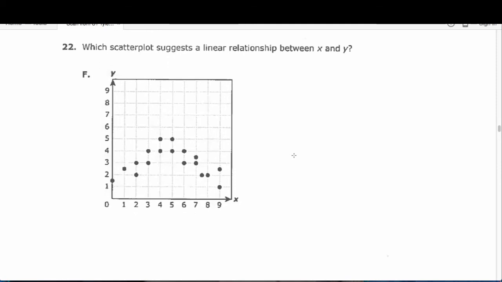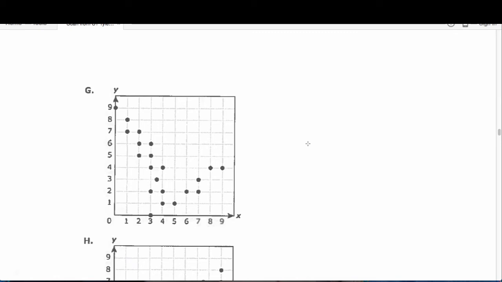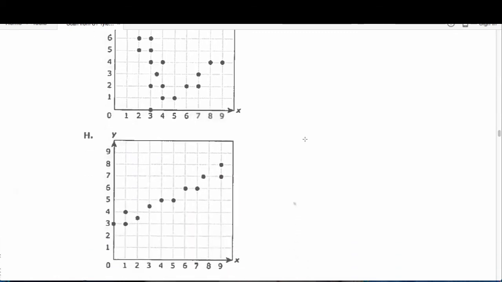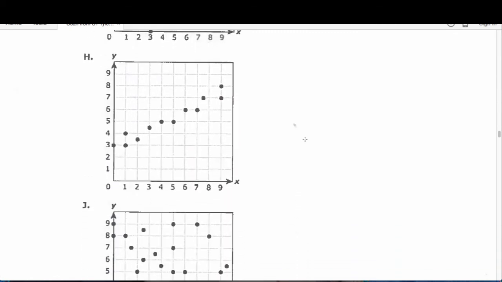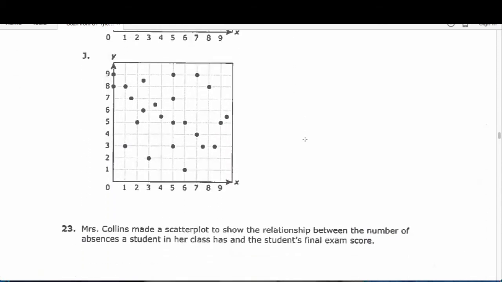Question 22. Which scatter plot suggests a linear relationship between x and y? Scatter plot F, scatter plot G, scatter plot H, scatter plot J.